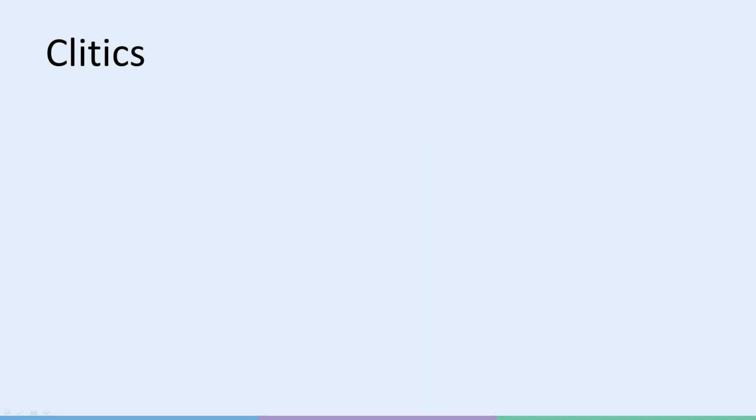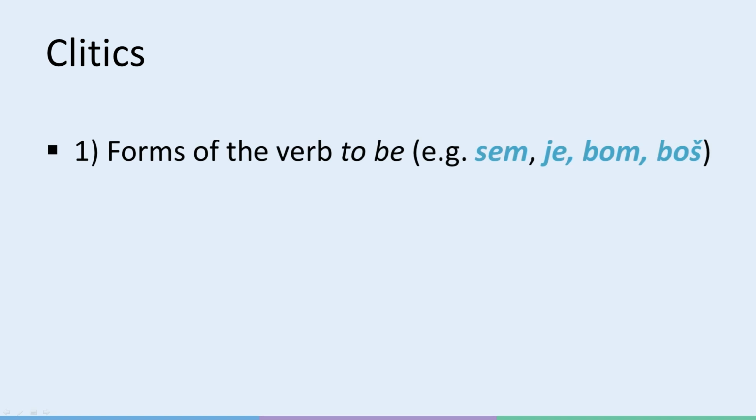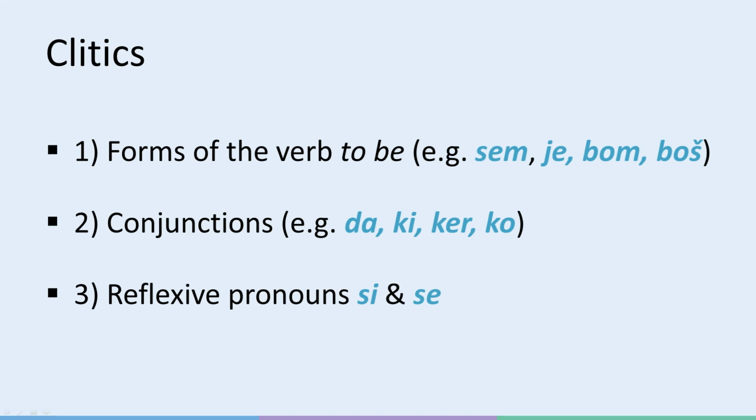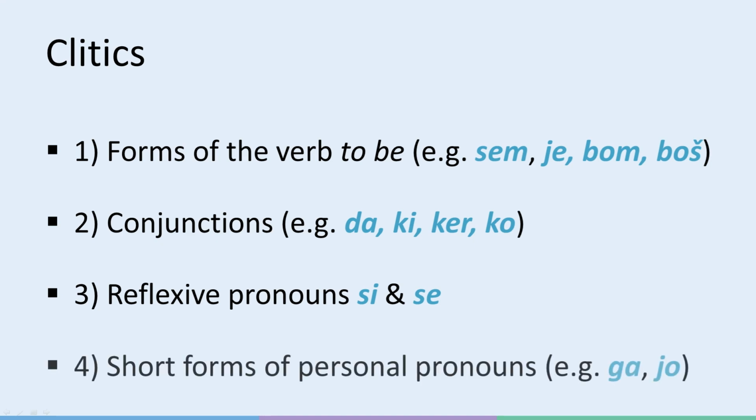So, among other things, clitics are forms of the verb to be, both for the present and future tense. So, for example, words like sem, je, bom, boš, and so on. Conjunctions, for example, da, ki, ker, ko, and so on. The reflexive pronouns si and se. Short forms of personal pronouns, for example, ga and yo, and so on and so on. There are many more than those on screen.